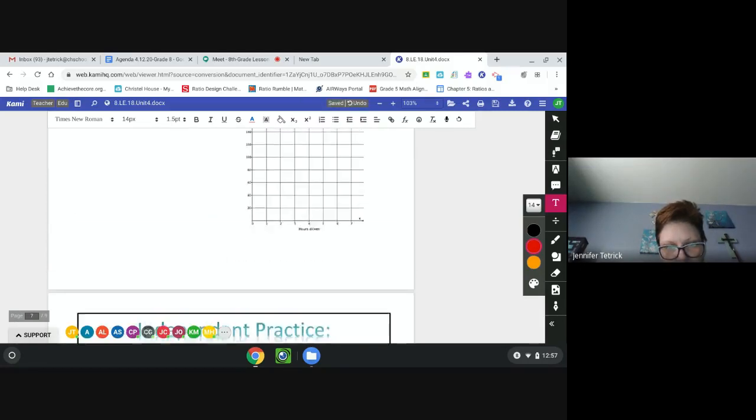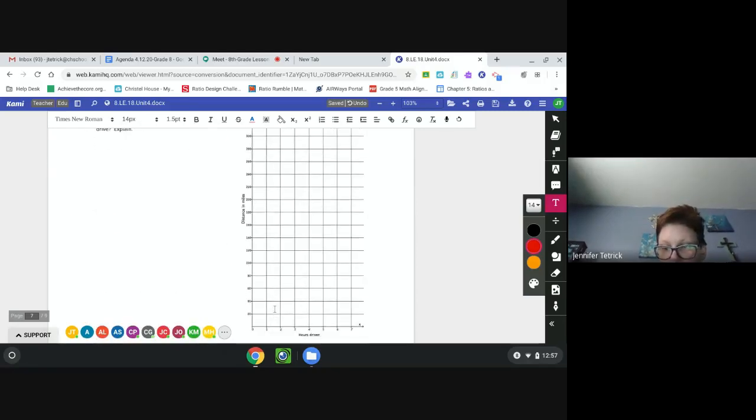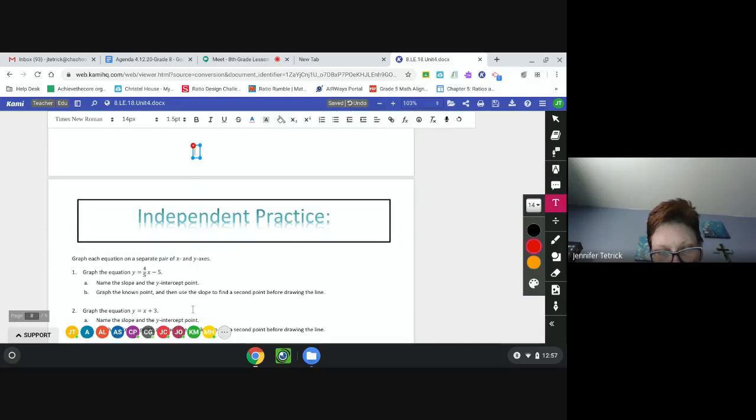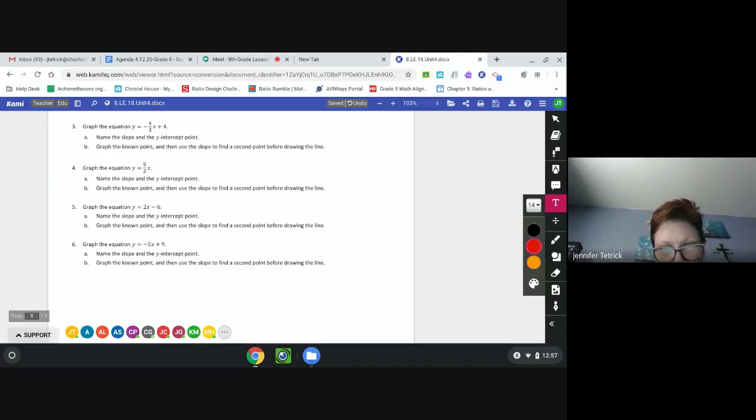You don't have to do this one unless you want to practice it, but given our time, we are going to go ahead and pass. For the graphs here, let me show you how to make the graphs.